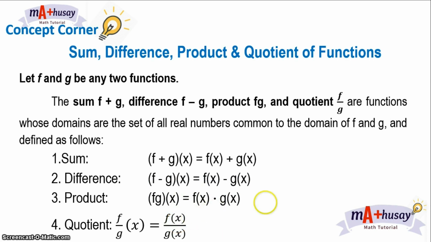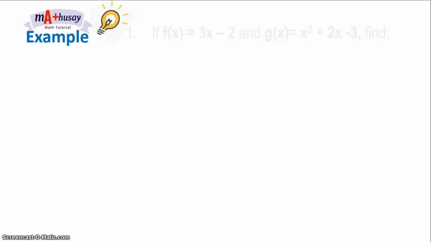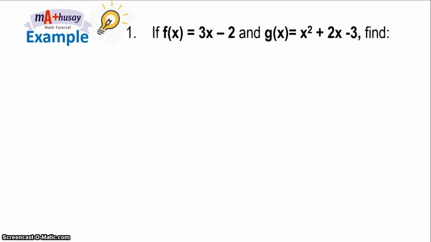So, para mas maintindihan kung paano mag-add, mag-subtract, mag-divide, o mag-multiply ng functions, let's have these examples. Example number 1. If f of x is equal to 3x minus 2 and g of x is equal to x squared plus 2x minus 3, find the sum of this function and the difference of these functions. So, let's start by adding this function. So, mag-a-add muna tayo.